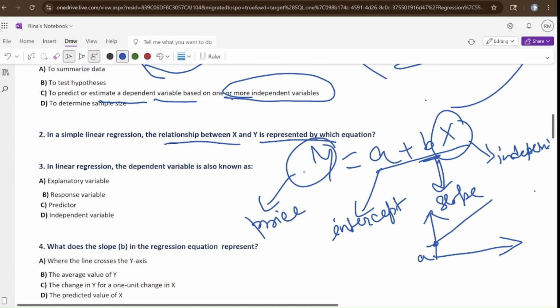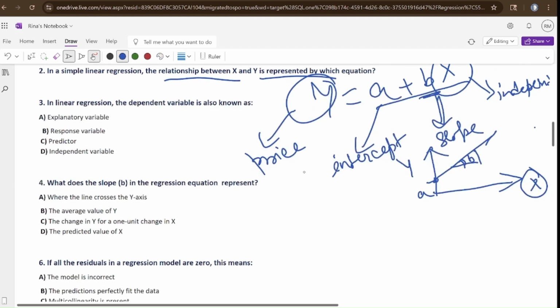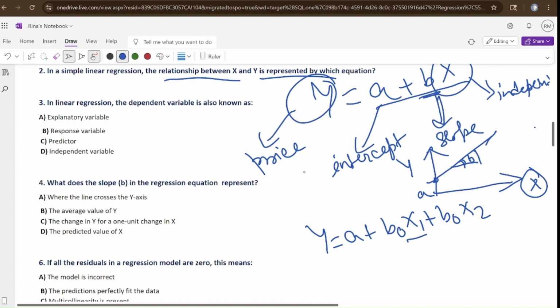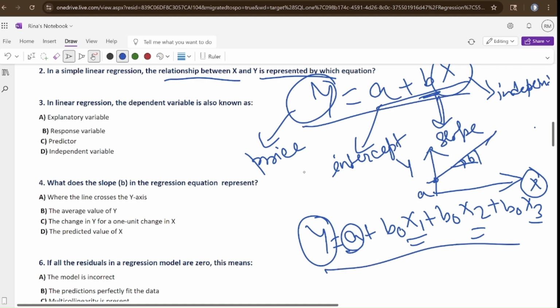This is the intercept, this is the slope of the line and this is x, which can be bedroom or anything. This is y, this is price. This is the regression equation for simple linear regression. For multiple linear regression, it will have multiple terms, let's say b1 x1, b2 x2. Here x1 is the bedroom, x2 is the color. If you add b3 x3, this is the location. A is the intercept, Y is the price. This is simple linear regression, this is multiple linear regression.